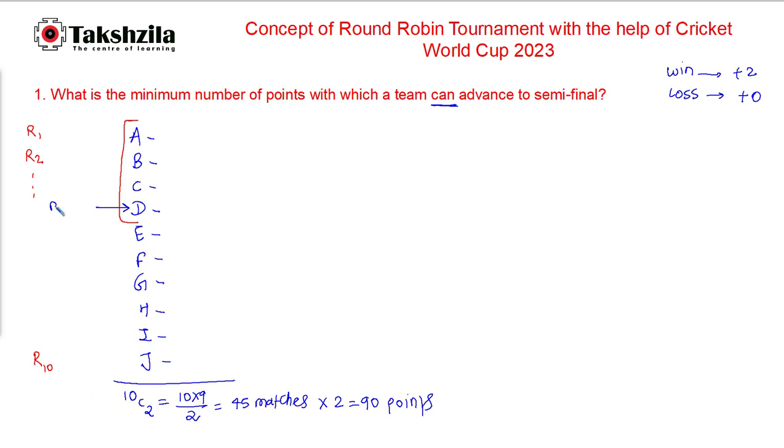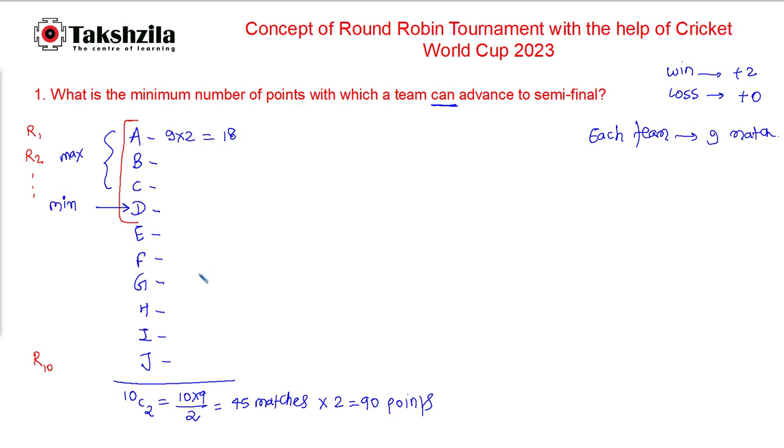So we need to minimize the points secured by team D, so we need to maximize the points secured by teams A, B, and C. So let's maximize. The maximum number of wins that team A can have: every team is going to play 9 matches. So 9 into 2, that is equal to 18. The maximum number of points team A can score is 18.